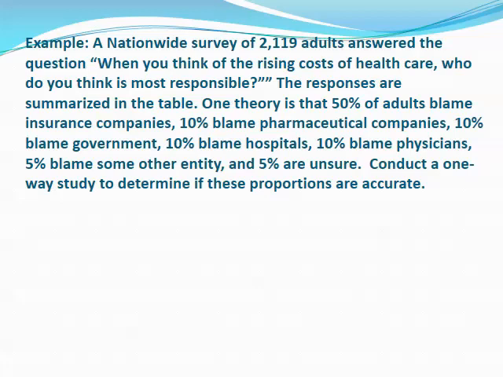They answered the question, when you think of rising costs of healthcare, who do you think is most responsible? And they give you several different responses. 50% of adults blame insurance companies, 10% blame pharmaceutical companies, 10% blame government, 10% blame hospitals, 10% blame physicians, 5% blame some other entity, and 5% just are not sure. Now we're going to conduct a one-way test to determine if these proportions are accurate.